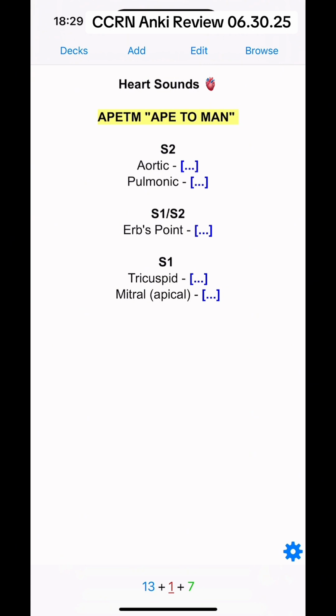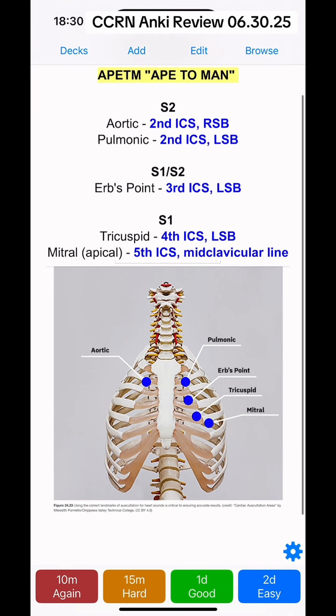S2: aortic is going to be at the second intercostal space, right sternal border, and pulmonic is the second intercostal space, left sternal border, where we hear both S1 and S2. Third intercostal space, left sternal border. Then our S1 sounds: tricuspid is the fourth intercostal space, left sternal border, and mitral, which is the apex of the heart, we hear at the fifth intercostal space, left midclavicular line. I can never say midclavicular very well. Still working on that.